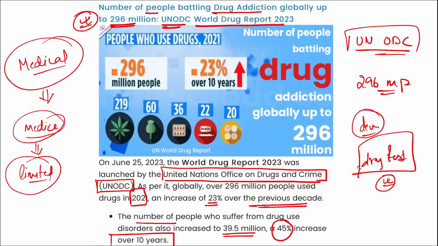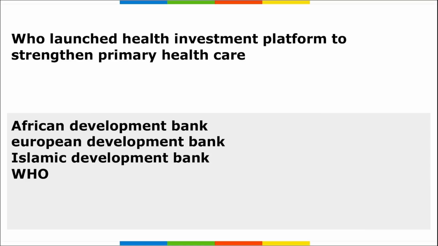And what is the reason for the rise in cases? One of the big reasons is the easy availability and cheap and easy production of synthetic drugs. Correct? Then if we talk about this UNODC, where is the headquarters? It is in Vienna, Australia. Not Australia, Vienna, Austria.